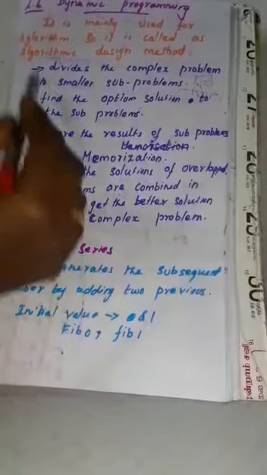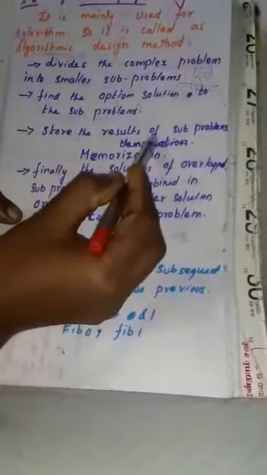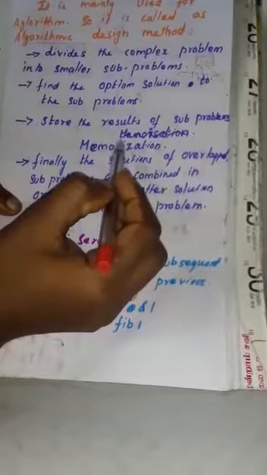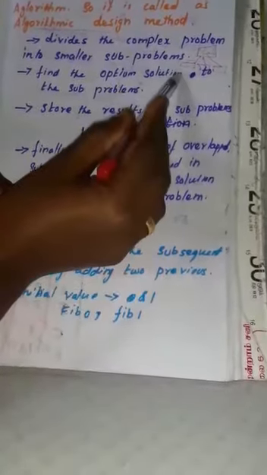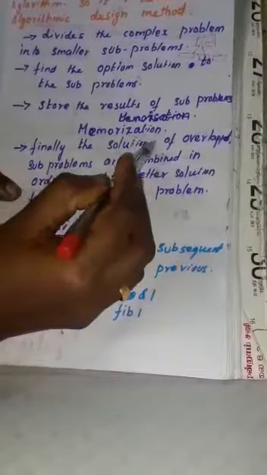Next point, dynamic programming stores the result of subproblems. Storing the result of a subproblem privately is known as memorization.